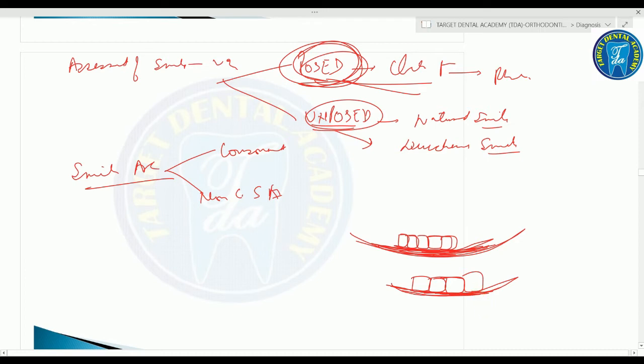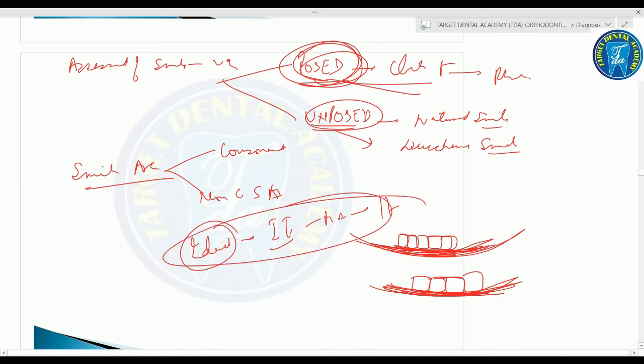Fine. So in an ideal smile, the incisal edges of the maxillary incisors are always parallel to the curvature of the lower lip. This is what we call the smile arc.